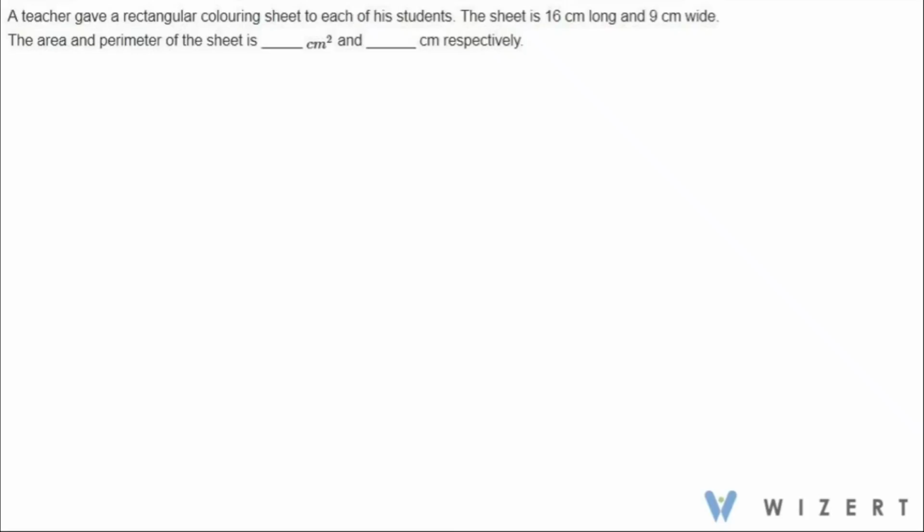We have this question here. A teacher gave a rectangular coloring sheet to each of his students. The sheet is 16 cm long and 9 cm wide. The area and perimeter of the sheet is this and this respectively.